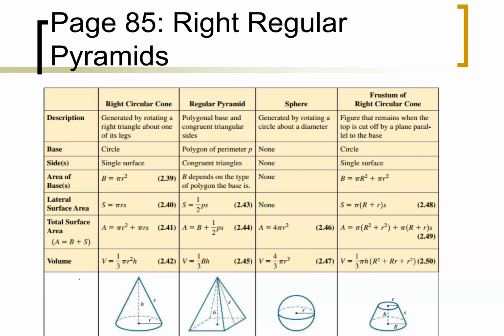One of the things we haven't referred to too much yet is pyramids. So we'll talk about those a little bit, because I did talk about prisms, but not pyramids. You can ignore this section on frustums. I'm probably not going to get into that.